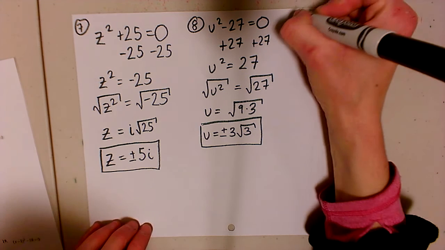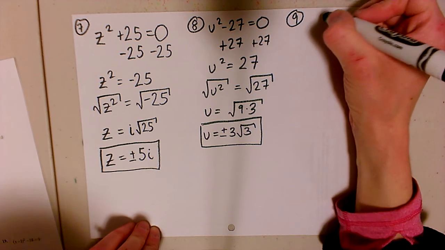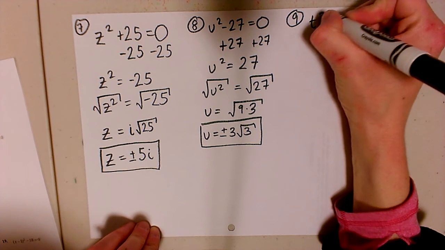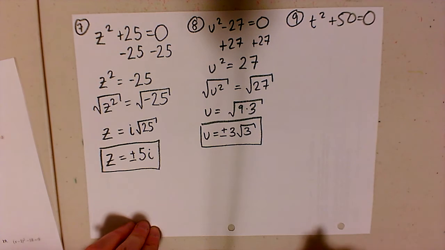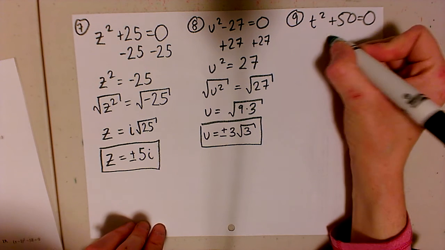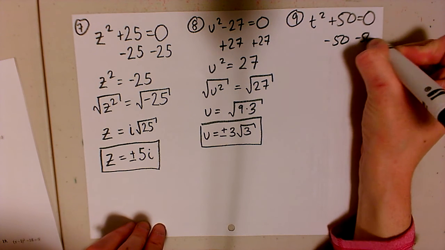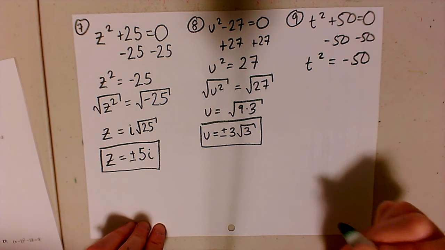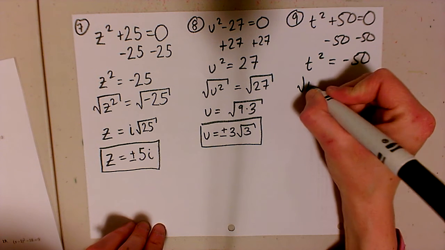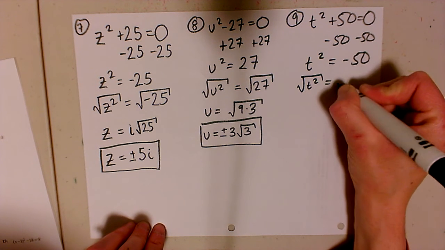And then number 9 is similar to that. So for number 9, we have t squared plus 50 is 0. Okay? So first off, I want to move that 50 over. So I'm going to subtract 50 from both sides. So t squared is negative 50. And then we can take the square root of both sides.